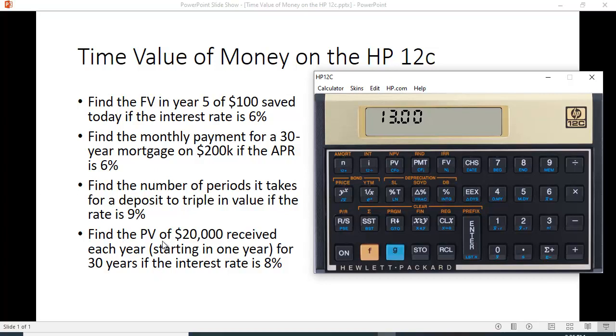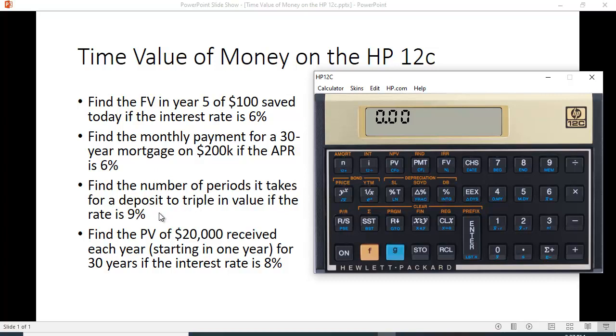All right, finally, let me do one more here. Let's find the present value of $20,000 received each year starting in year one for 30 years if the interest rate is 8%. So maybe you're retired and you're receiving a pension payment of $20,000 a year, and you're going to get it for 30 years. That's how long you think you'll live. What's it worth today?